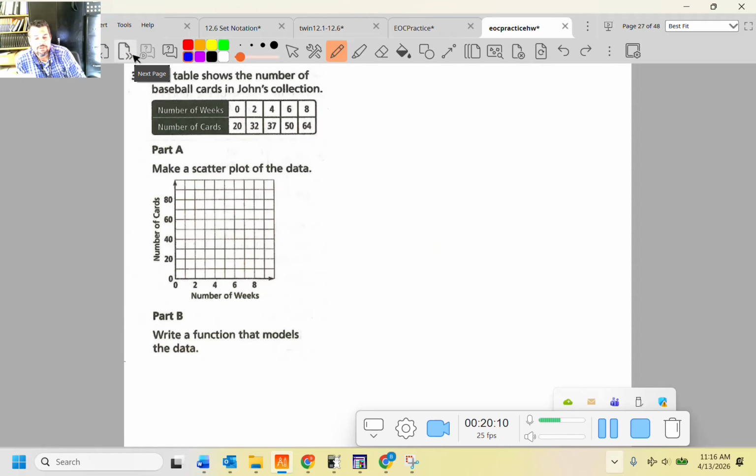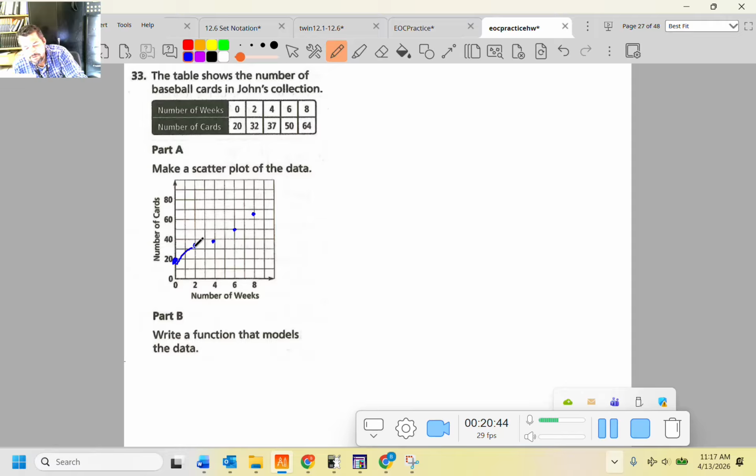33, the table shows the number of baseball cards in John's collection. People still collect baseball cards, really. Make a scatter plot of the data. So at 0 weeks, he starts off with 20. In 2 weeks, he's sitting at 32. We're counting by 10, so it's about right here. In 4 weeks, he's at 37. We got closer to 40. In 6 weeks, he's at 50. That'd be right there. 40, 50, 60. And in 8 weeks, he is at 64, which is going to be somewhere around right here.